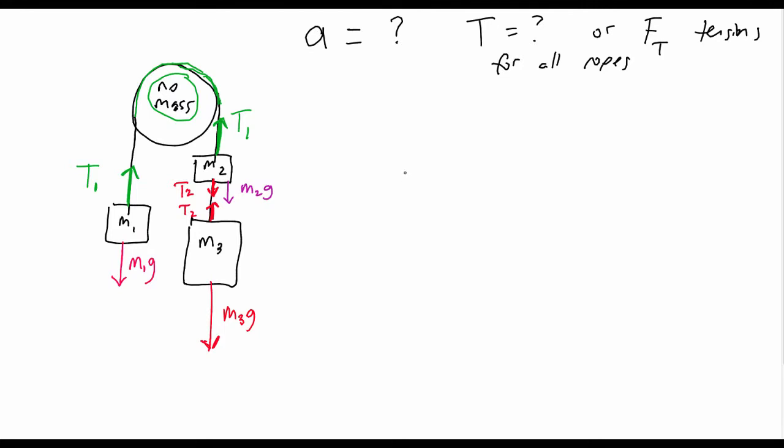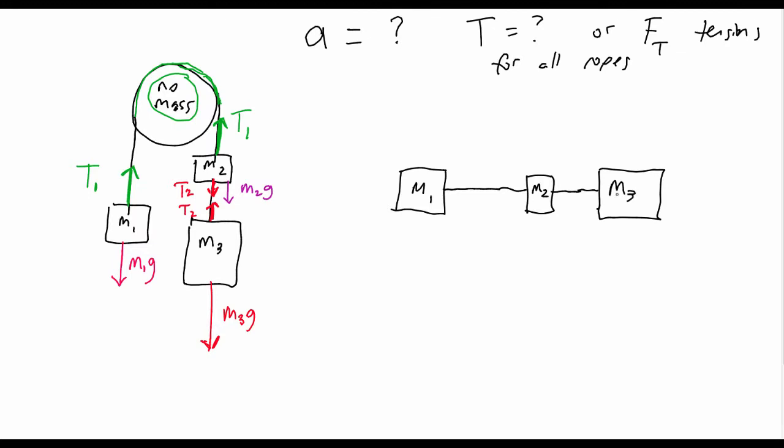We're going to redraw it like this. We're going to connect these like so. Here's our M1 connected by a rope to M2, connected by another rope to M3. We're turning this problem sideways. And you might want to indicate on your AP exam that we're going to transform this to one dimension. And this will help the grader understand what you're doing.